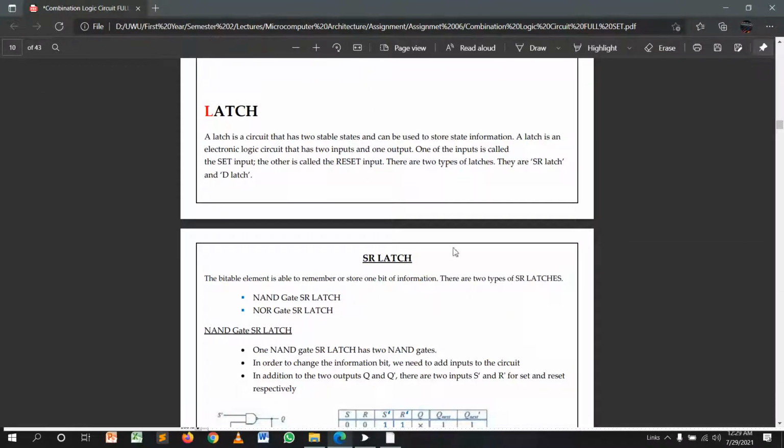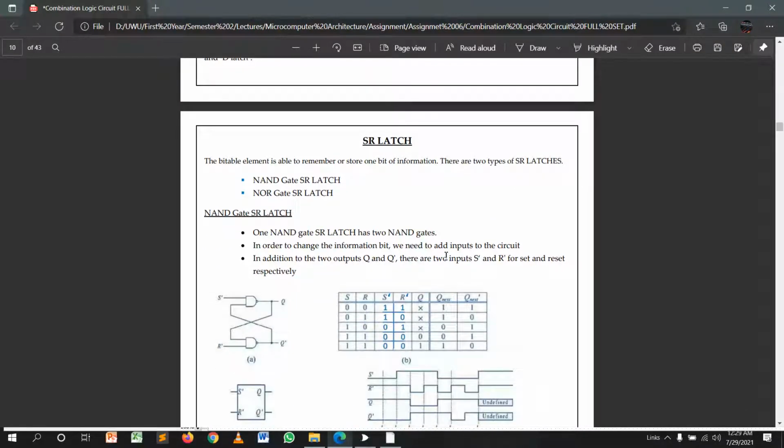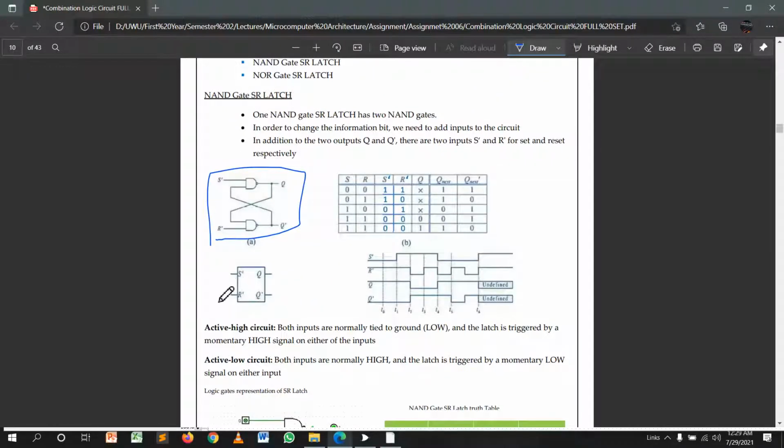Then we move to SR latches. We can make SR latches in two ways: NAND gate SR latches and NOR gate SR latches. First I'll explain the NAND gate SR latch. This is the basic circuit of a NAND gate SR latch. It's represented like this. Then this is the timing diagram of the SR latch and the bar chart. I'll explain these two things in the practical session.